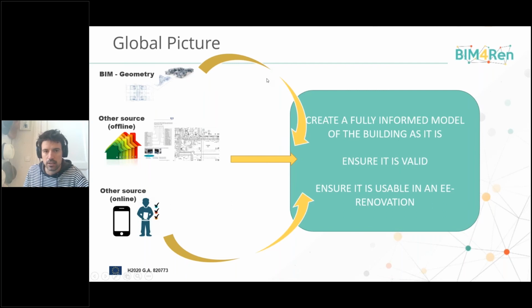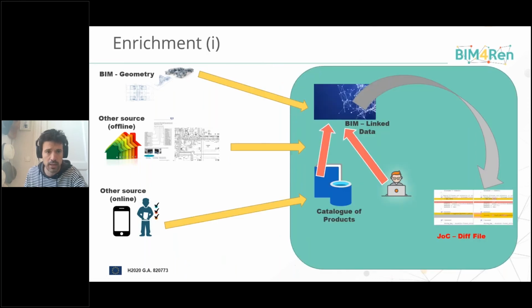And the idea in BIM4Ren is once you have this information, what you want is to create a fully informed model. So a BIM model of your building. And it's not enough just to do that. You need to ensure that the model is valid, that you will be able to use it for your specific renovation, for the energy performance calculation, and so on. So that was really what we presented today.